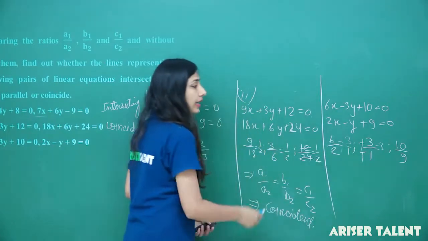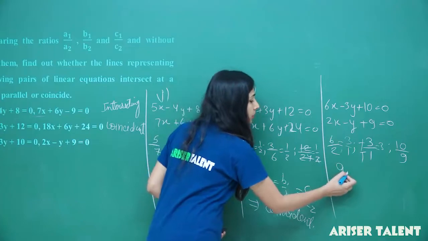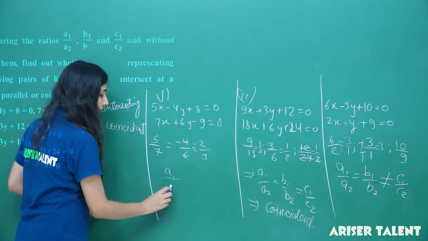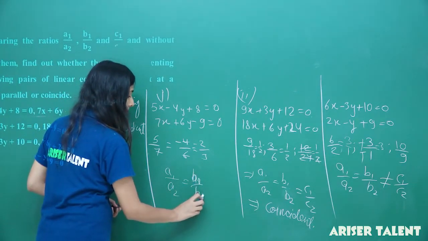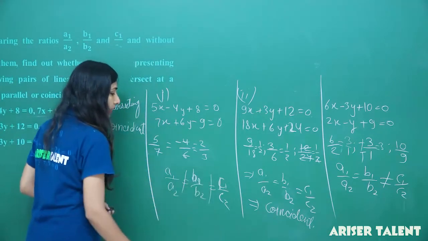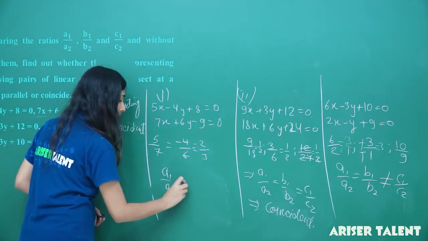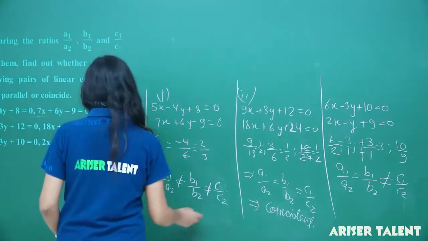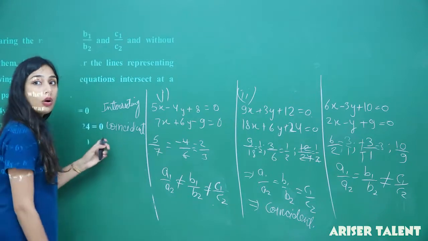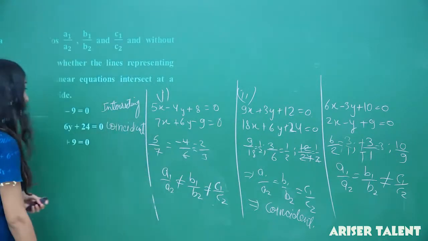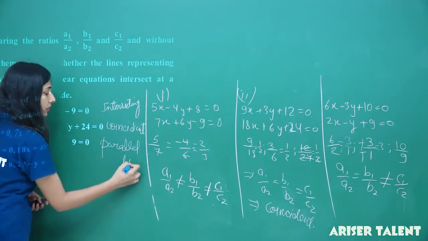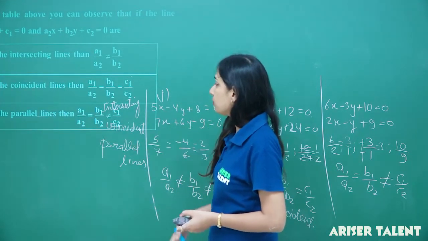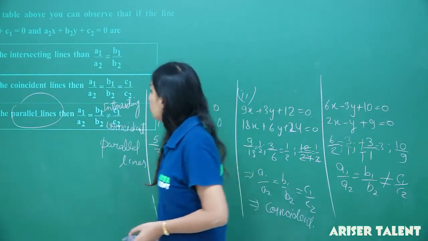Now students, understand this. In this condition, a1 by a2 is equal to b1 by b2, but these are not equal to c1 by c2. In the first case, nothing was equal, a1 by a2 was not equal to b1 by b2, so we had intersecting lines. In the second case, we had coinciding lines, and in the third case we had parallel lines. Here you may also look into our table that a1 by a2 equals b1 by b2 but is not equal to c1 by c2 gives parallel lines.